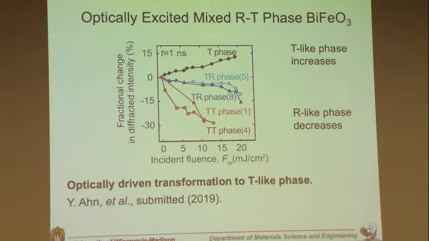Okay, so here's what happens with fluence. If you increase the optical fluence, the amount that's transformed increases, and you can get to the point where about 30% of the tilted T and tilted R phases, at least in some of the domains, have disappeared, and the T phases increase. So 15 to 30% of the sample, depending on how you count it, has transformed because of this one optical pulse in about a nanosecond. That's just an optically induced transformation towards the T-like.